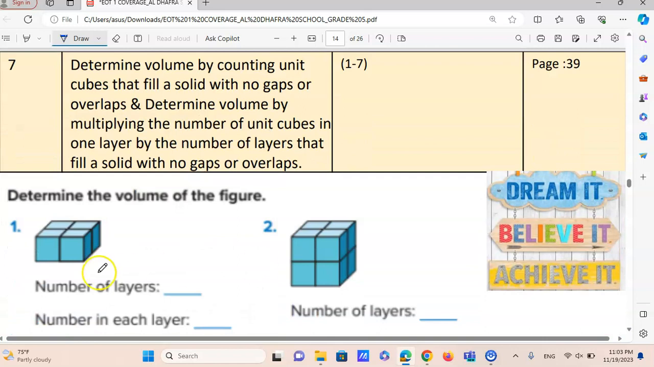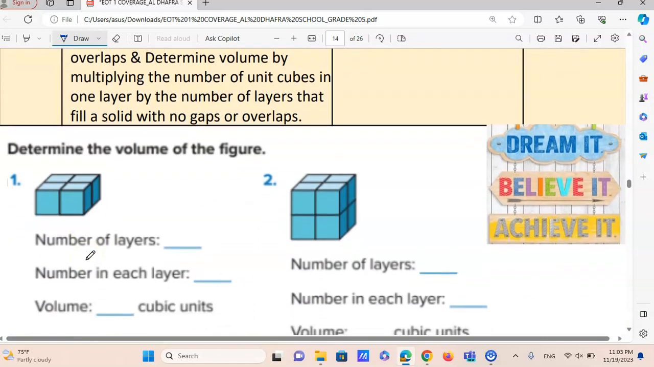Determine the volume of the figure. How can you find the volume of any figure using counting unit cubes? So no need to count all cubes. Sometimes you cannot see all faces, the back and the front, the right and the left. So there is a specific way to determine the volume.